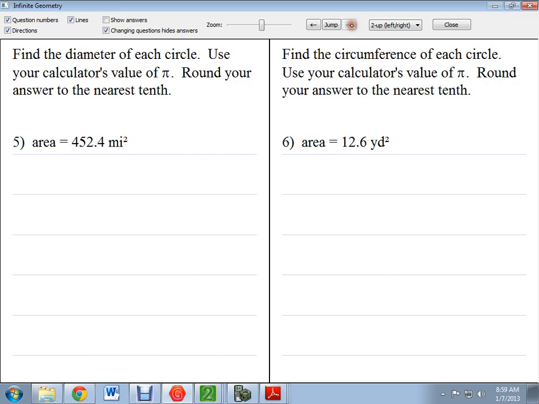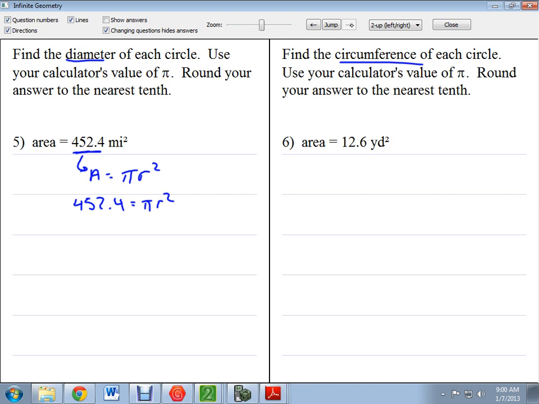The next two examples are again giving you the area. This time it is asking you for the diameter or for the circumference respectively. So again, the first thing we want to do is work our way down towards where the radius is. So we're going to start with A is equal to pi r squared, because that's the only formula for area that I know for a circle. And I'm going to go ahead and plug the 452.4 in for A. 452.4 is equal to pi r squared.